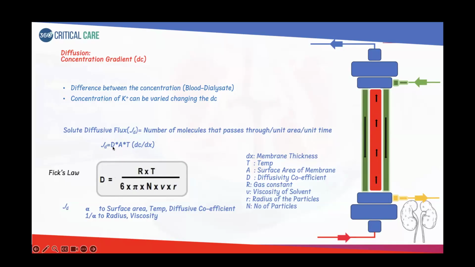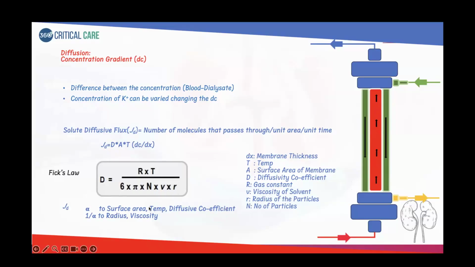It is demonstrated as JD equals D A T times dC by dx, where D goes by Fick's law. Again, these are the nomenclature of the things that you are looking at, but if you break down the overall formula, the diffusive flux is directly proportional to the surface area, no rocket science. The larger the surface area, the more diffusion will happen. The temperature, because temperature gives more kinetic energy to the molecules and also changes the property of the filter. I'm talking about a biological filter in vivo, not in vitro, and the diffusive coefficient.